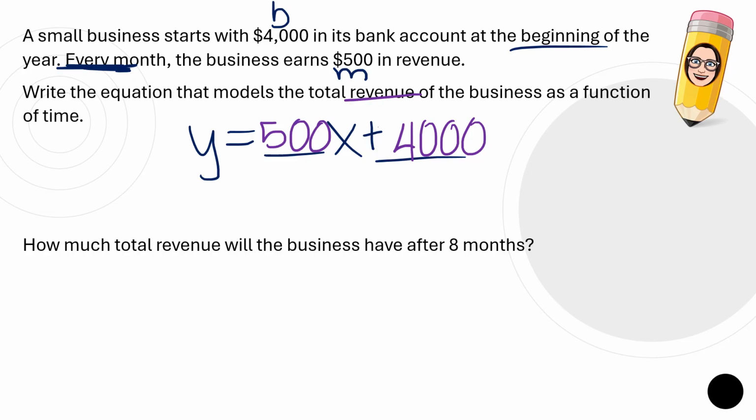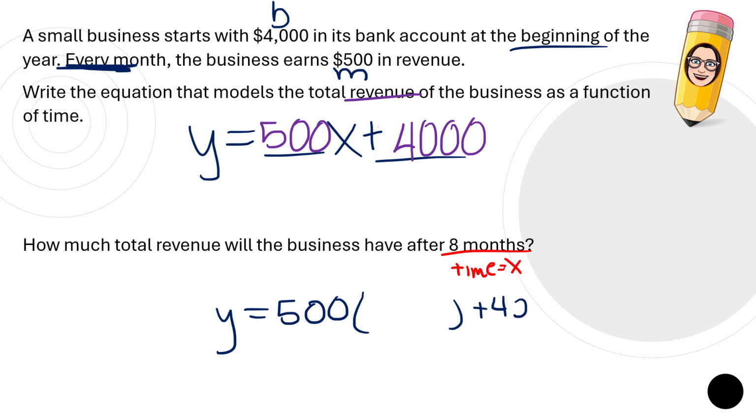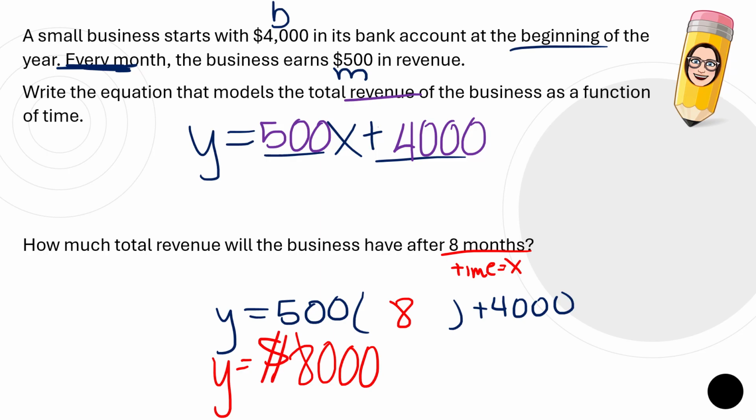All right, how much total revenue will the business have after 8 months? 8 months is time, time is x. So let's rewrite our equation, but where there's an x, we're going to fill in an 8. Oh, this is straight calculator work, right? 500 times 8 plus 4,000 is 8,000. 8,000 what? It says how much revenue, $8,000 would be my revenue, which makes sense.